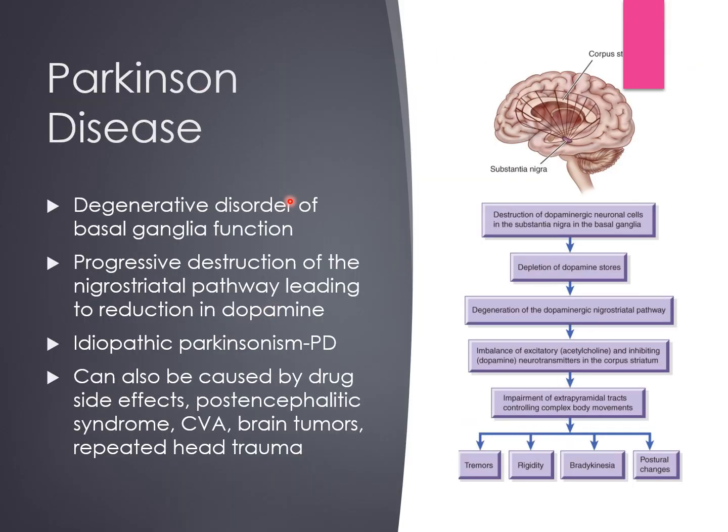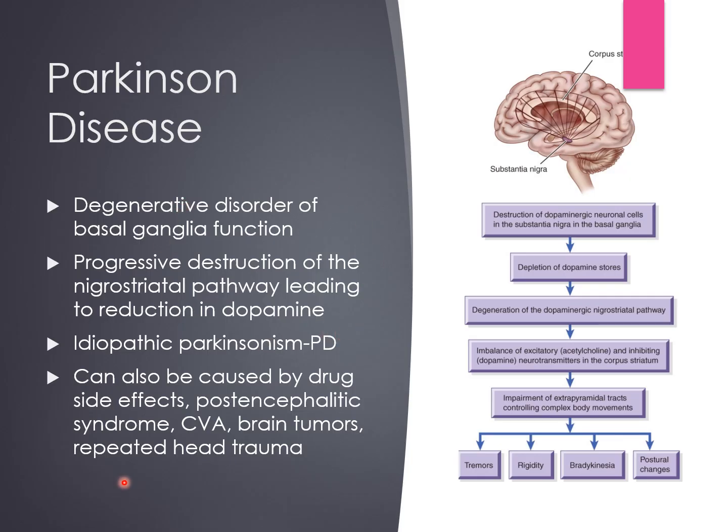And so when things go wrong within the basal ganglia, then we get the disorder called Parkinson's disease. And Parkinson's disease is a degenerative disorder of basal ganglia function. And this leads to progressive destruction of the nigrostriatal pathway, leading to reduction in dopamine production. The major type of Parkinson's disease that we usually think about is something called idiopathic Parkinsonism disease. And that's where we just have this primary destruction of basal ganglia function.